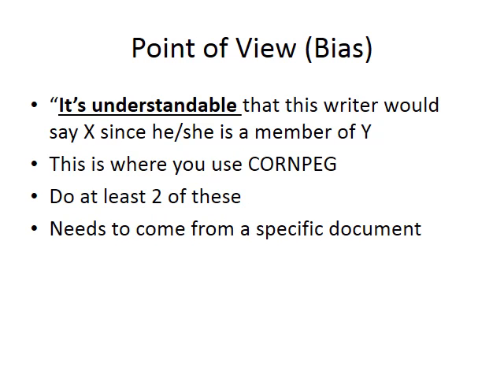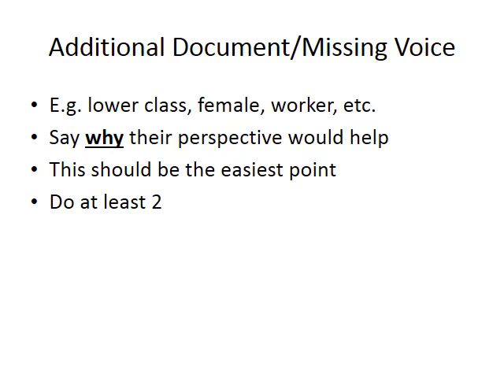On the point of view, again, it's understandable that the writer would say X since she is a member of Y. That's where CORNPEG comes in. Class, occupation, religion, nationality, political persuasion, ethnicity, and gender. Do at least a couple of them. And again, this needs to come from a specific document. You can't say that this group of documents have this point. And then lastly, additional document: lower class, female, worker, etc. Say why they would help. This should be the easiest point. Just don't forget it and do at least 2.